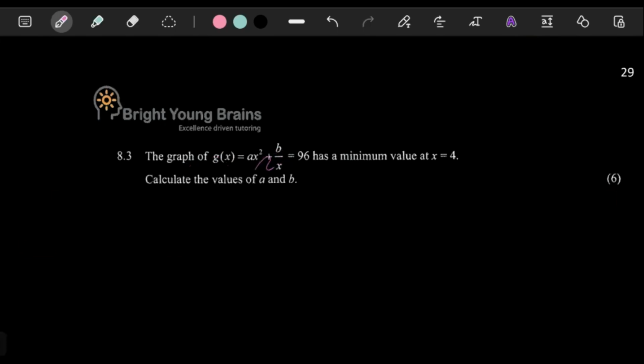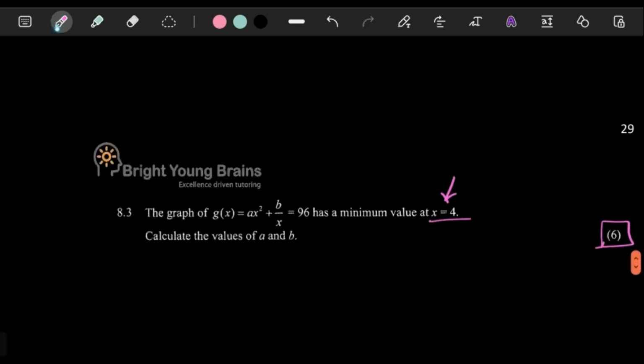This graph of G has a minimum value at x is equal to 4. So what it means is it turns at 4, or the lowest value is at 4. For 6 marks, they say calculate the values of A and B. So when they say it has a minimum value at 4, what you need to remember is that here you have to think of calculus.